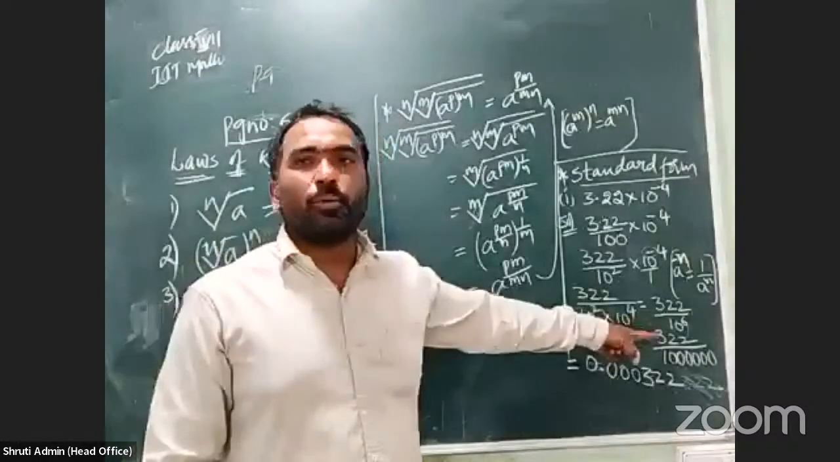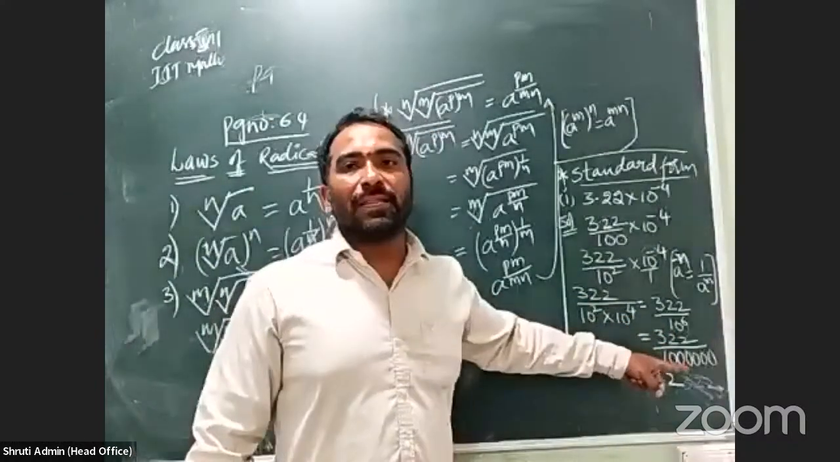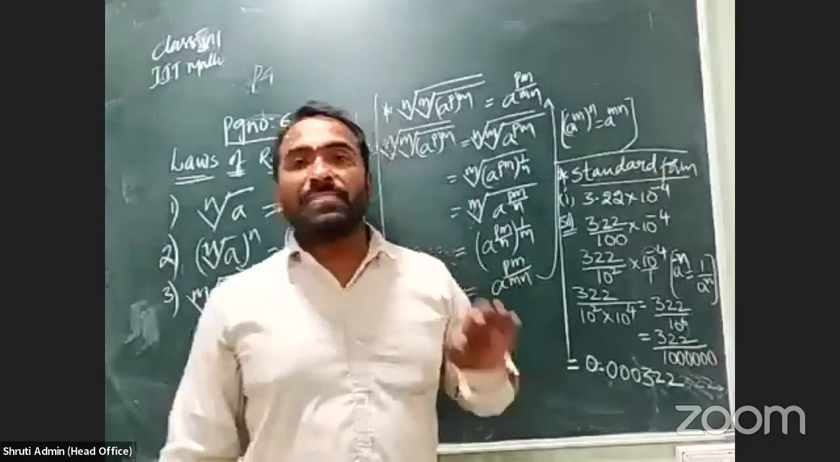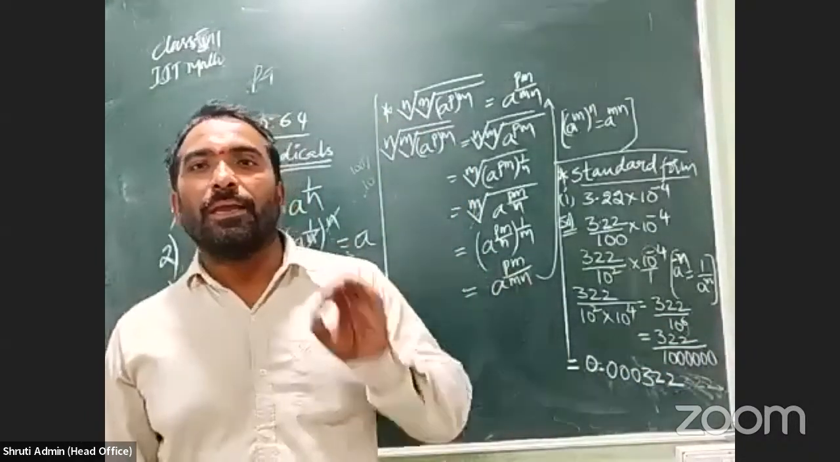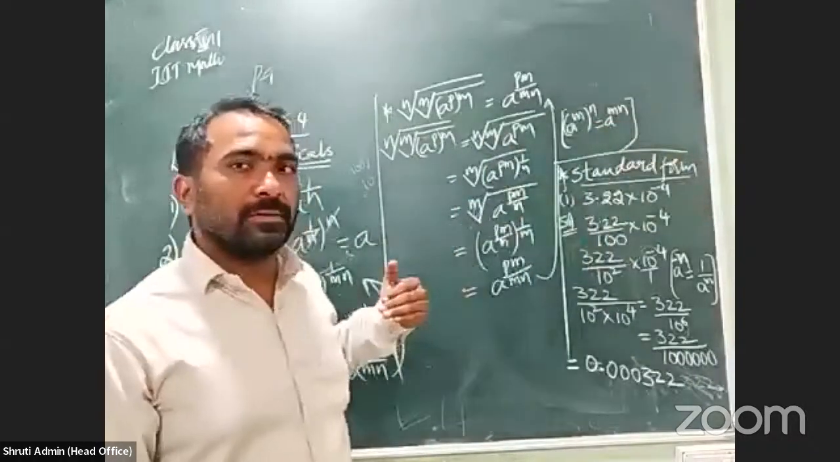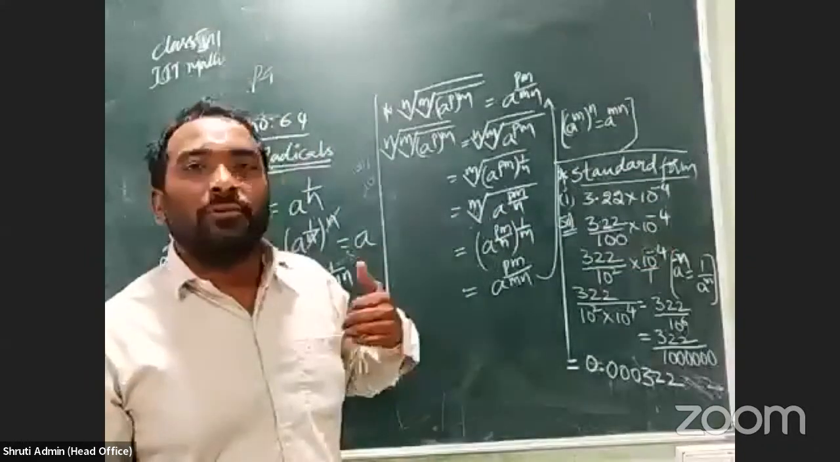See, 322 by 10 power 6 is there. 10 power 6 means we have to take 6 zeros in the denominator, like 1, 2, 3, 4, 5, 6. As we have 6 zeros in the denominator, from right side to left side, 6 digits after we have to put the point.